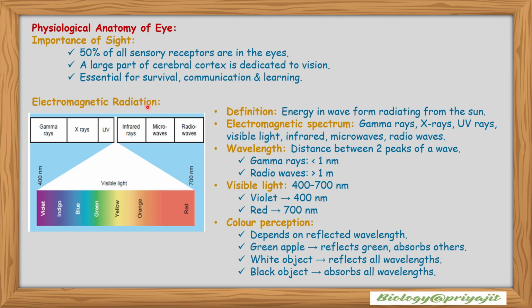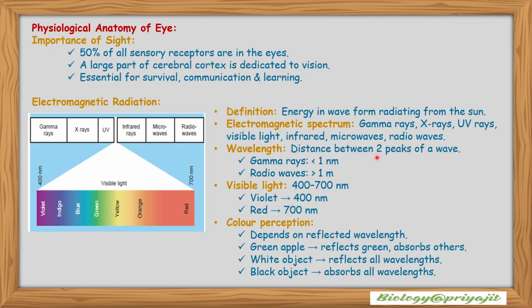So what is the definition of electromagnetic radiation? Definition: energy in wave form radiating from the sun. Electromagnetic spectrum: gamma rays, X rays, UV rays, and in between UV rays and infrared there is the visible light wavelength, and after that infrared, then microwave, then radio waves.